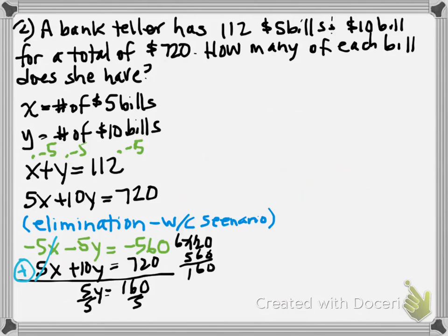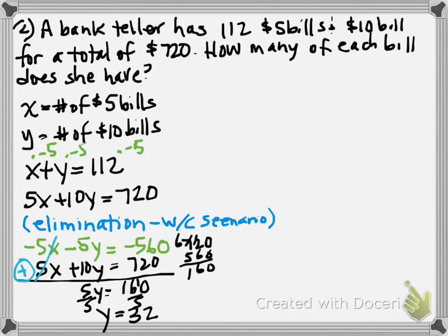Negative answer? Yeah, we can't have negative bills. That's the absence of bills. Okay, that might be the reality of your piggy banks, but not going to be for our word problems here. 5 goes into 16 3 times, which is 15 with 1 left over, and 5 goes into 10 twice.